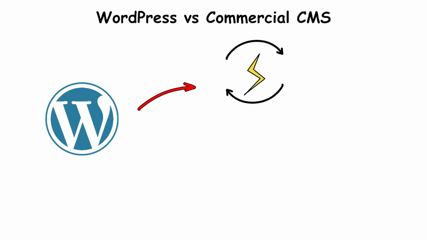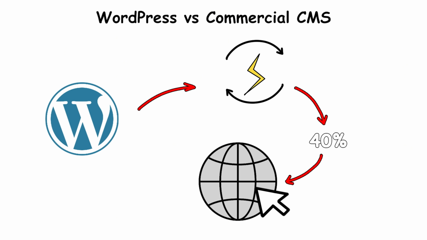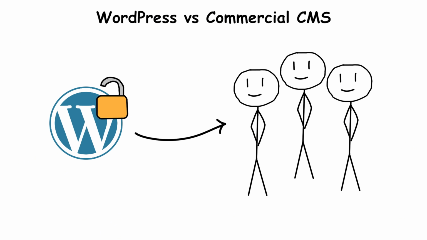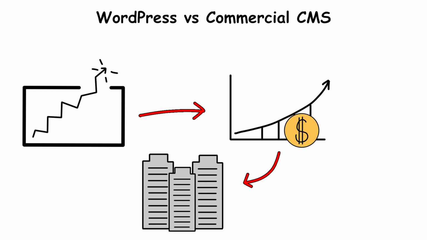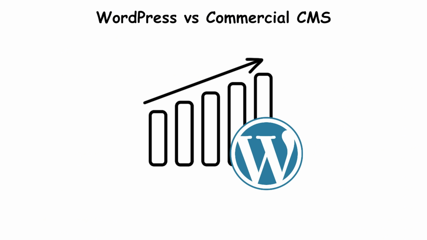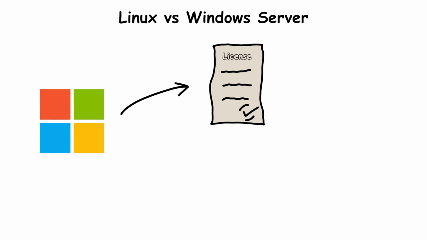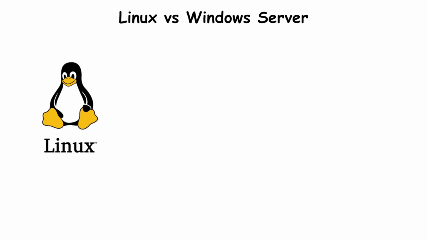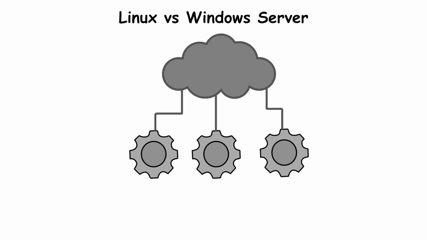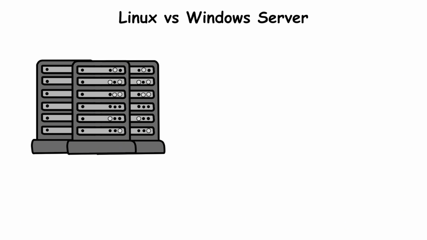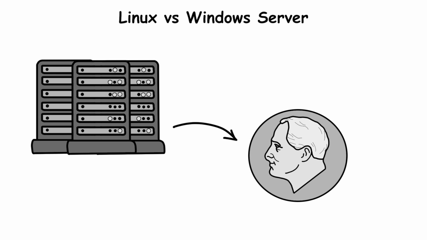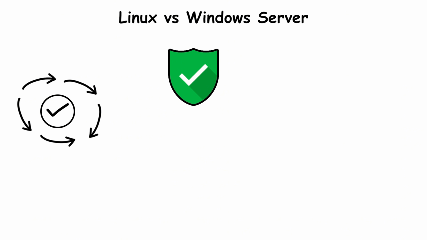Today, WordPress powers over 40% of the internet, proving that an open, community-driven tool can outpace expensive corporate solutions and keep evolving faster. Linux versus Windows Server. While Microsoft spent decades selling licenses for Windows Server, Linux became the go-to choice for web hosting, cloud infrastructure, and supercomputers. Without charging a dime, the reason was simple: stability, security, and control.